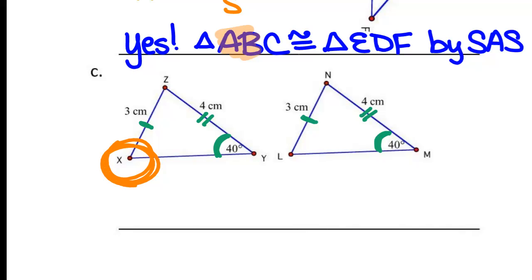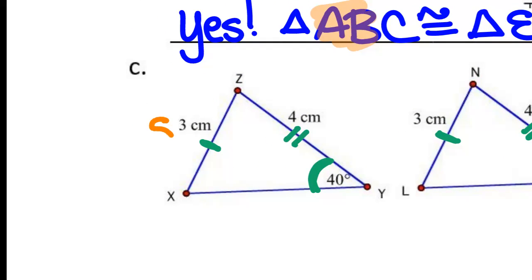All right, so let's walk around the triangle. Can I start with this piece here? No. Can I start with this piece here? Yes. Is this a side or an angle? Side. And then I'm going to walk this way. I have to skip Z because it doesn't have a marking on it. And I get here next. Is this a side or an angle? It's a side. And then I continue walking around the triangle and I get here and I have an angle.